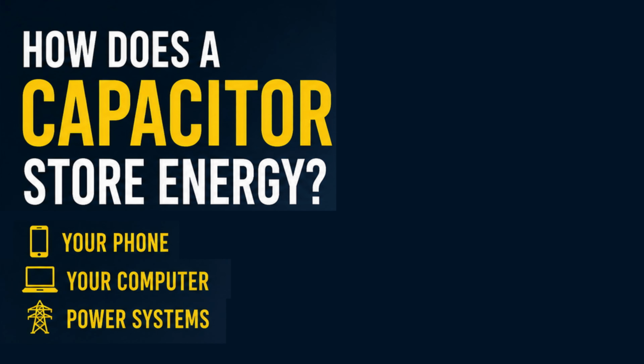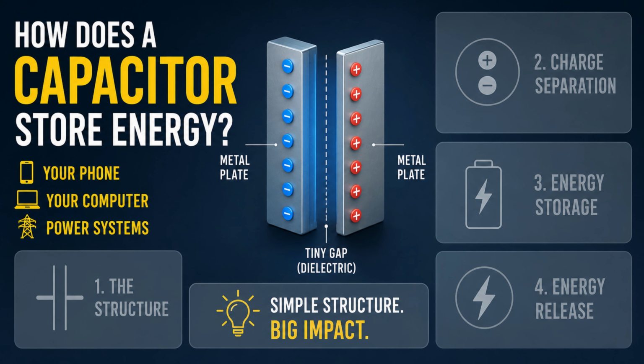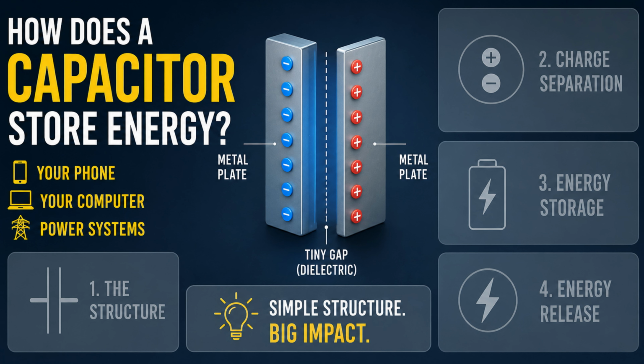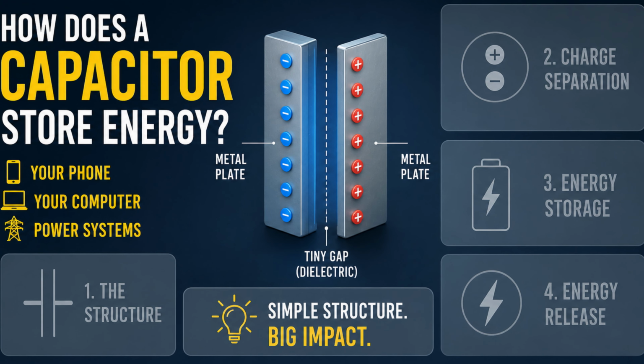But inside these devices is something surprisingly simple. Two metal plates separated by a tiny gap. Somehow, this tiny structure can collect and release energy whenever it is needed. How does something that simple actually store energy? Today we are going to follow the process step by step and see what is really happening.